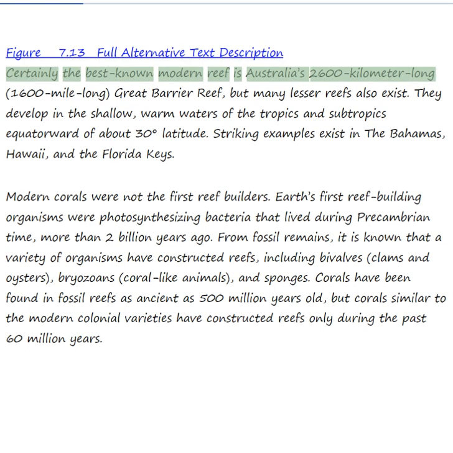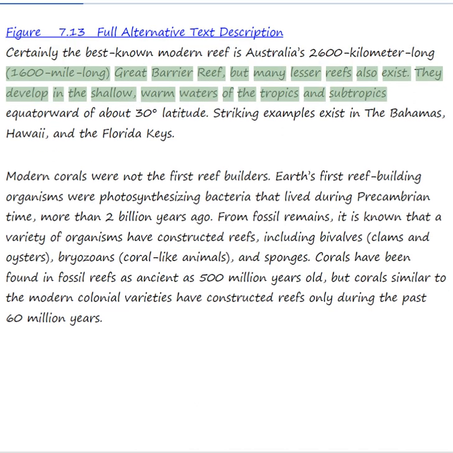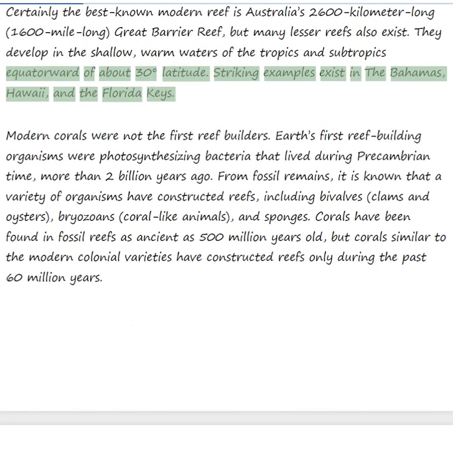Certainly the best-known modern reef is Australia's 2,600-kilometer-long Great Barrier Reef, but many lesser reefs also exist. They develop in the shallow, warm waters of the tropics and subtropics, equatorward of about 30 degrees latitude. Striking examples exist in the Bahamas, Hawaii, and the Florida Keys.